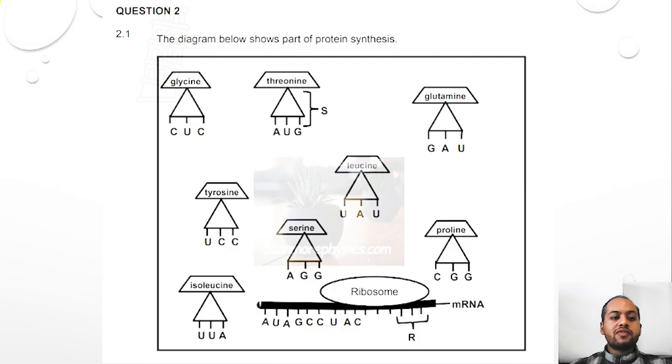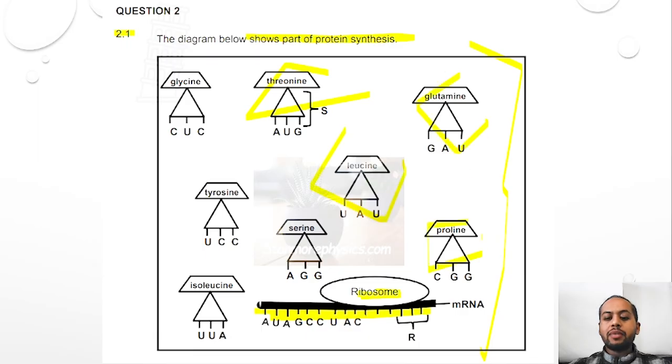The next question is taken from a 2.1 that says the diagram below shows part of protein synthesis. Now you see only part of protein synthesis. Why can we say that? We don't see the nucleus here. We only see the ribosome. We see mRNA on the ribosome. We see all our tRNA molecules coming along. What part of protein synthesis is it referring to? So based on the diagram given here, we can clearly see that this part of protein synthesis is specifically going to be that of translation.